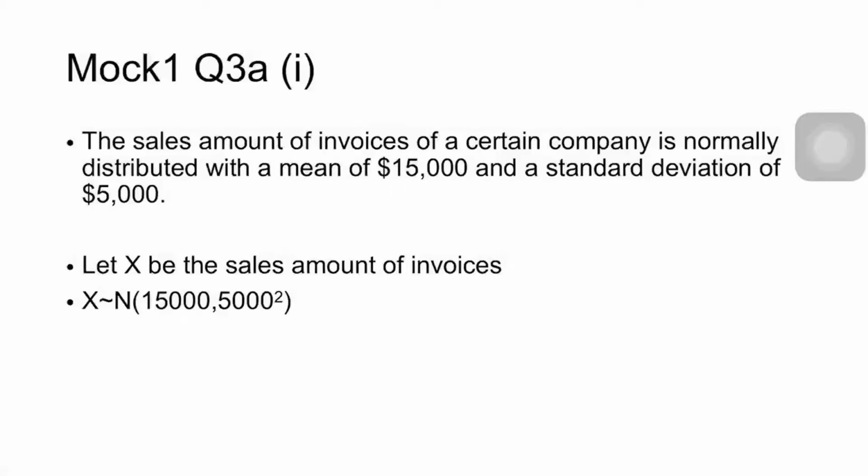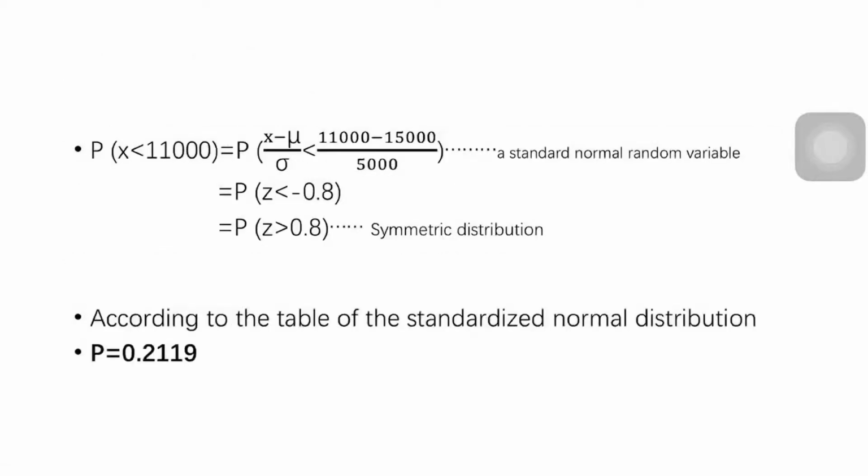AMA1501. This is question 3a in mock 1. The sales amount of invoice of a certain company is normally distributed with a mean of $15,000 and a standard deviation of $5,000. Let X be the sales amount of invoice. Because it is a normal distribution, we're using the standard normal random variable.